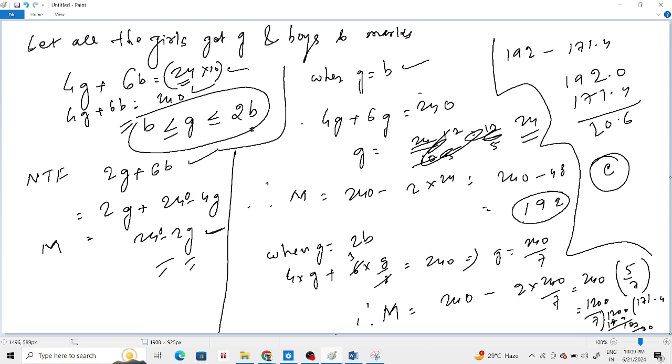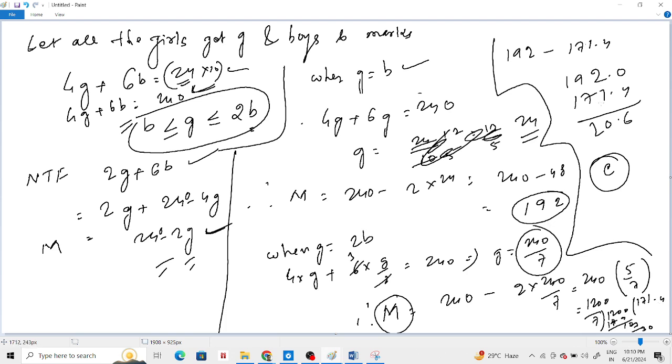192. All right, when G equals 2B, at that time again you put this value over here, 4G plus 6B. Okay, what do we get? We get G equal to 240 by 7. Now again put G as 240 by 7 over here, I'll get 171.4. So that means M can hold any value from 171.4 to 192.